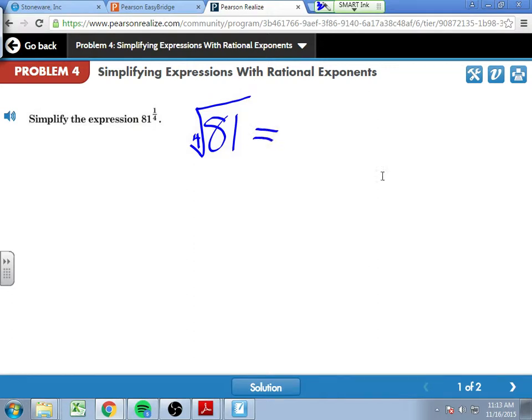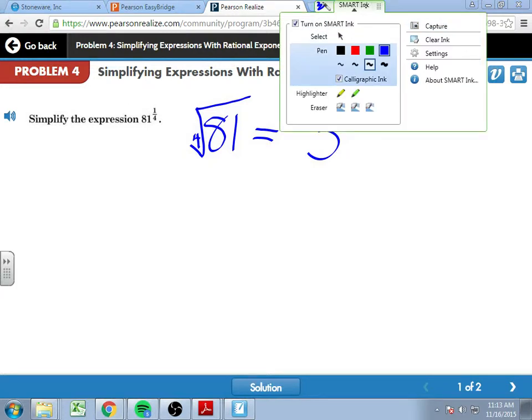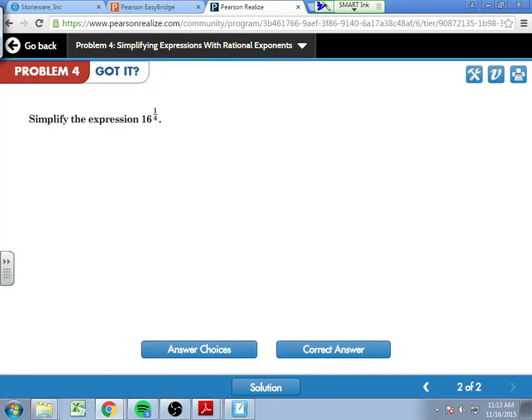Which, when we evaluate, what times itself times itself times itself would equal 81? Jacob? 3. I got it. 3 times 3 is 9, times 3 is 27, times 3 is 81. Try this, 16 to the 1/4.